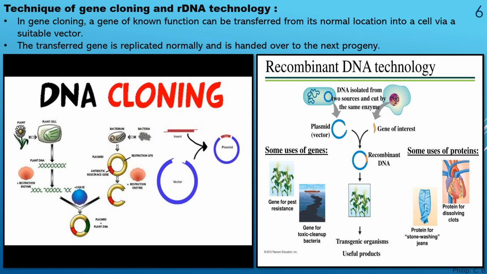Now again, what is this plasmid? Plasmid is usually present in a bacterial cell, which helps to replicate a DNA. Okay. Now, coming to the points. In gene cloning, a gene of known function can be transferred from its normal location into a cell via a suitable vector. Now, as I told, the vector is nothing but the plasmid, which has a capacity to self-replicate, which is autonomous, that is functions on its own, or it can duplicate itself. The transferred gene is replicated normally and is handed over to the next progeny.